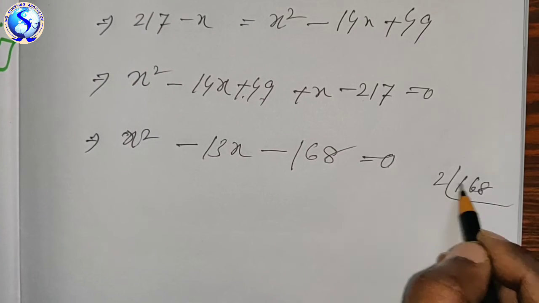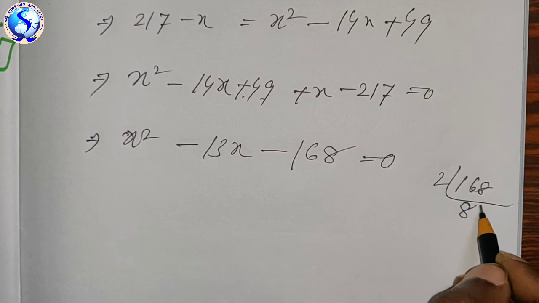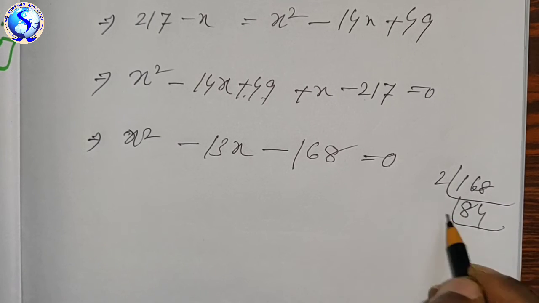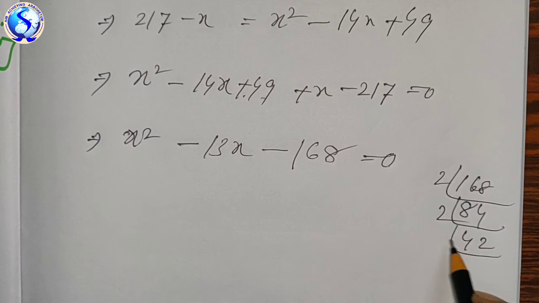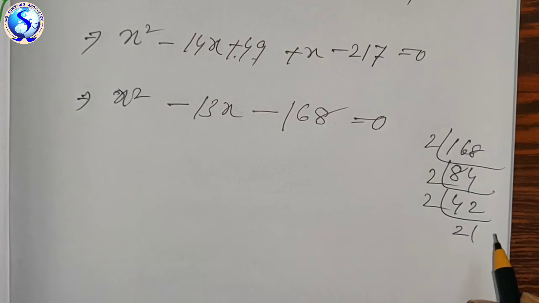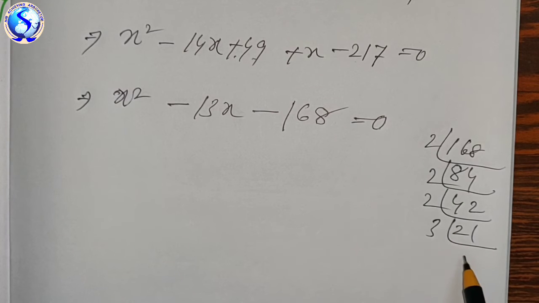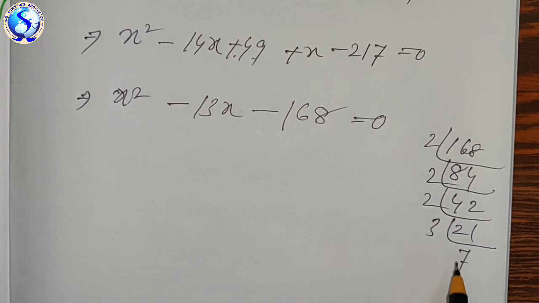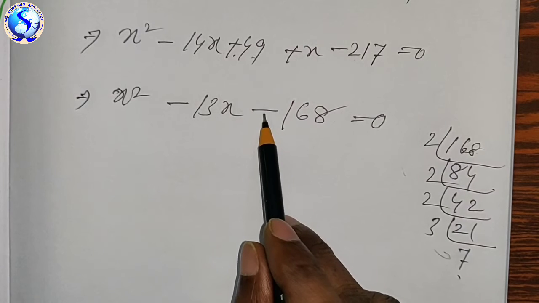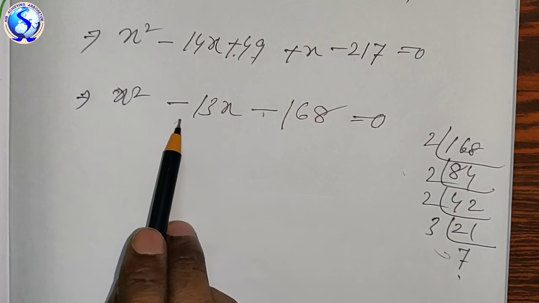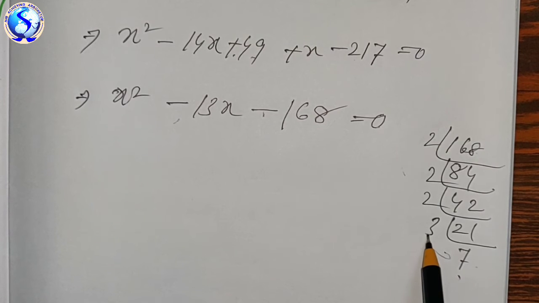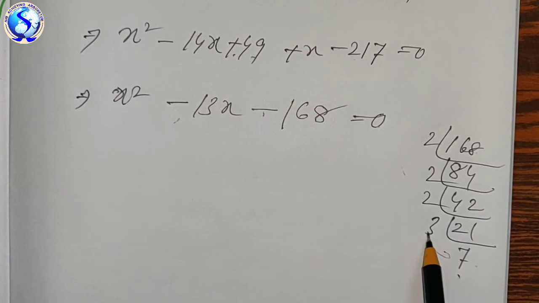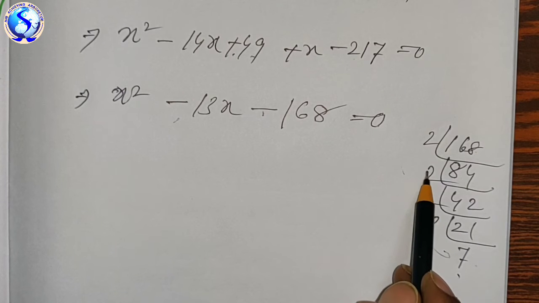It will go by 2: 2 8s are 16, 2 4s are 8. Again it will go by 2, this will be 42. Again it will go by 2, 21. Again it will go by 3, 3 7s are 21. I am getting the factors of 168 written here. You have to adjust in such a manner that the multiplication will be minus 168 and the addition will be minus 13. See here, 7 3s are 21 and 2 4s are 8.